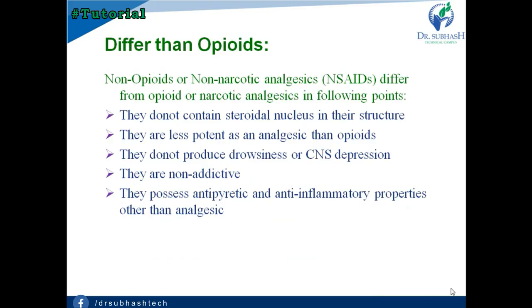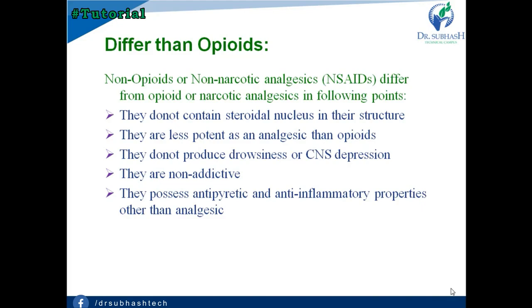Now, how do these non-opioid or non-narcotic analgesics or NSAIDs differ from opioids? So, the first difference is non-narcotics do not contain a steroidal nucleus in their structure, and second, they are less potent as analgesics than opioids. Non-narcotic analgesics are also called non-steroidal anti-inflammatory drugs because NSAIDs are more potent as anti-inflammatory drugs and non-narcotic analgesics are more potent as analgesics. That is why they are called non-steroidal anti-inflammatory drugs.